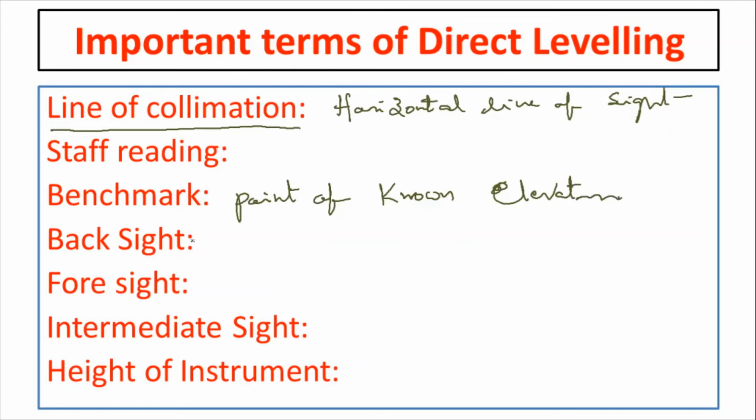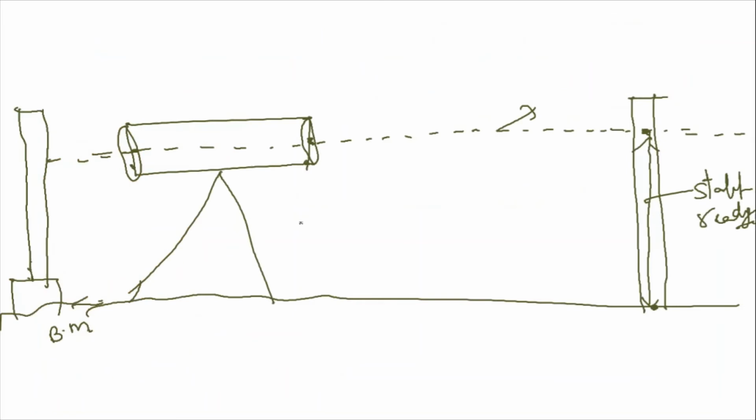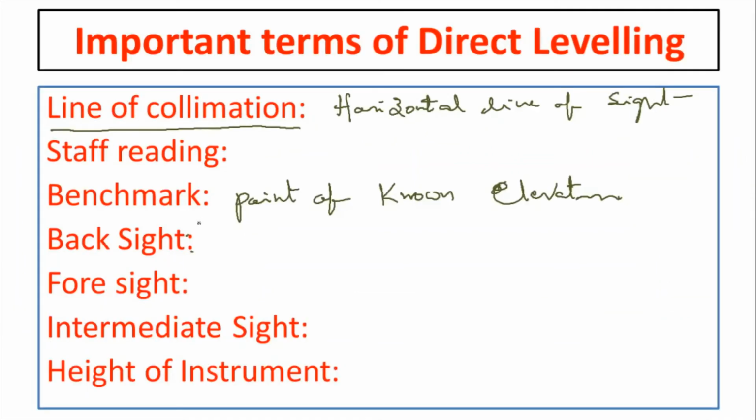The next one is the backsight. What is backsight? Here we are taking the staff reading on the benchmark, and we already know the elevation of the benchmark. So if you take any staff reading on a point of known elevation, that is called backsight. So backsight is the staff reading on a point of known elevation.